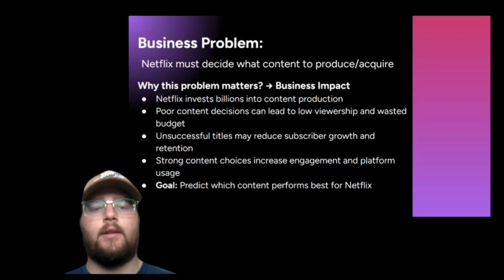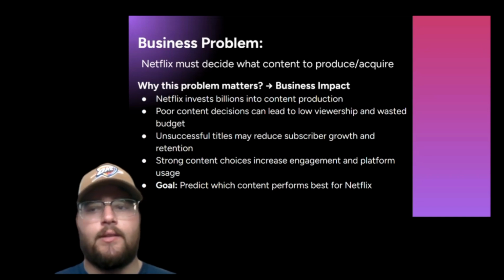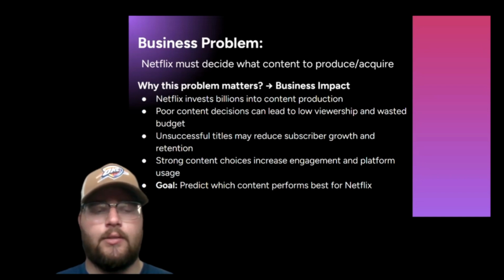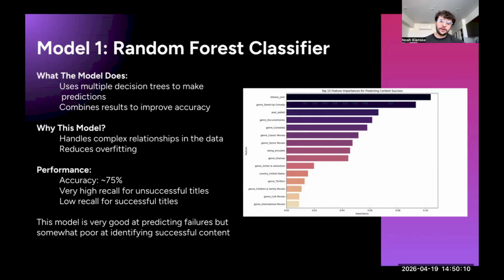The business problem that we are finding is Netflix must decide what content to produce and acquire. This has big impact to them because they invest a lot of money into content production. So poor content decisions can lead to low viewership and wasted budget. Unsuccessful titles may reduce subscriber growth and retention, but strong content choices increase engagement and platform usage. So our goal is to predict which content performs the best for Netflix.